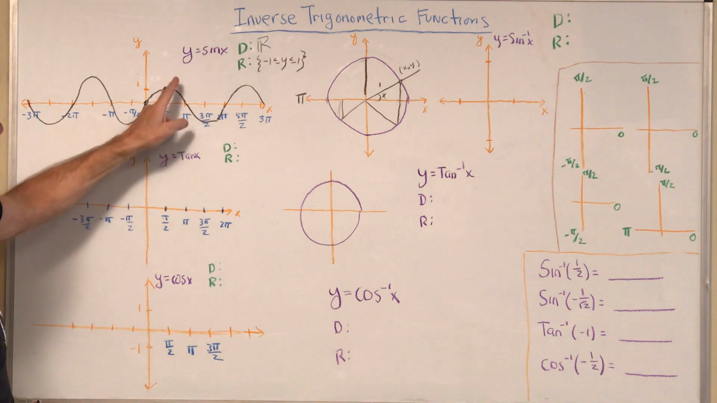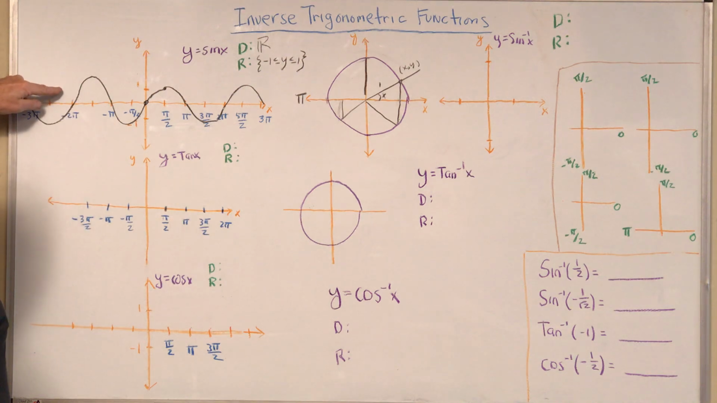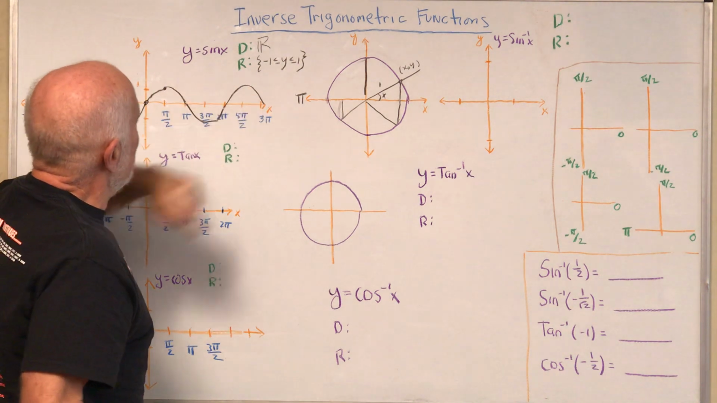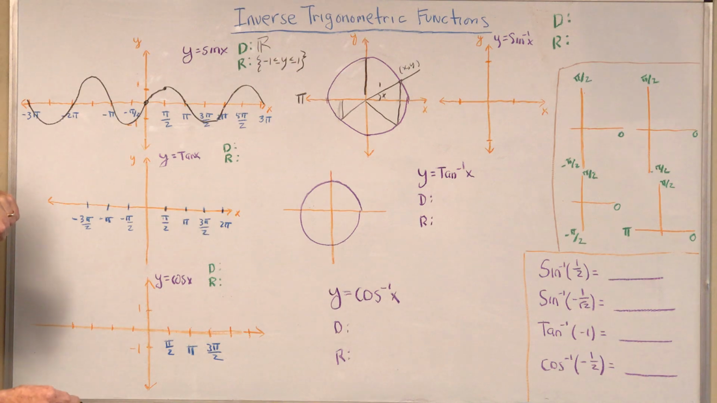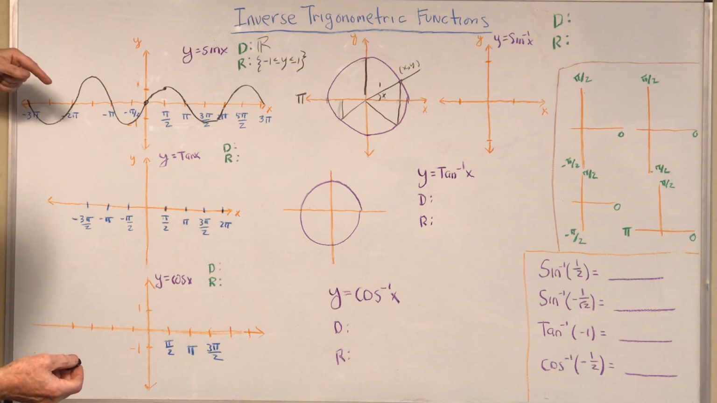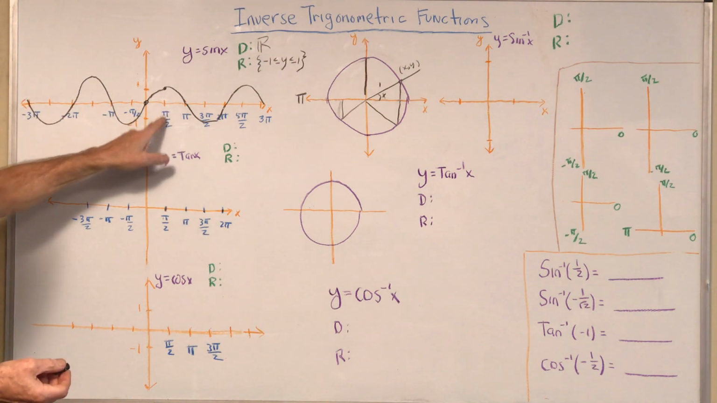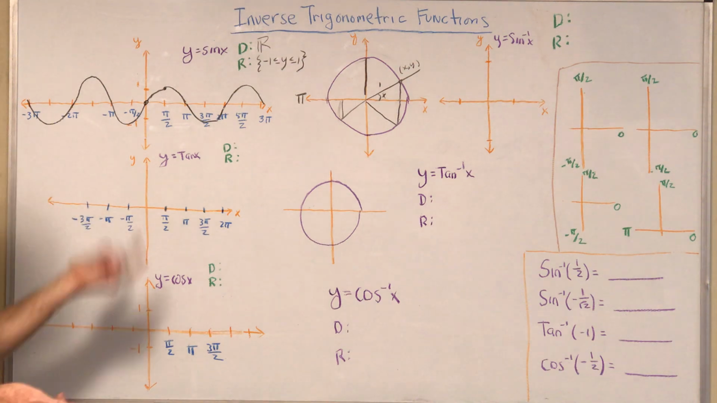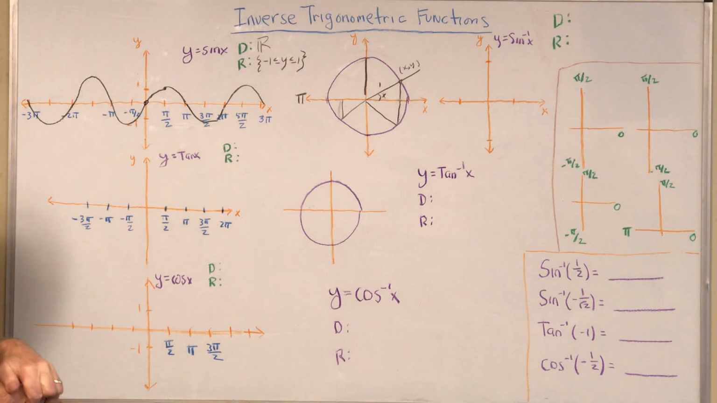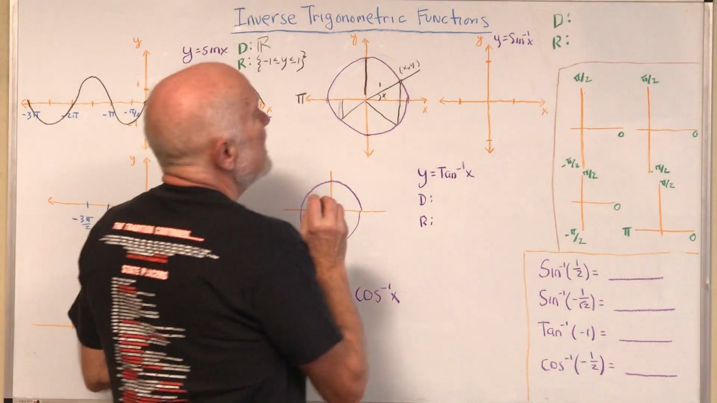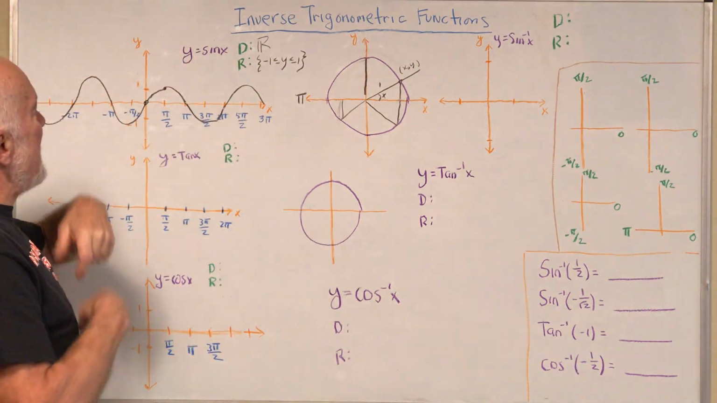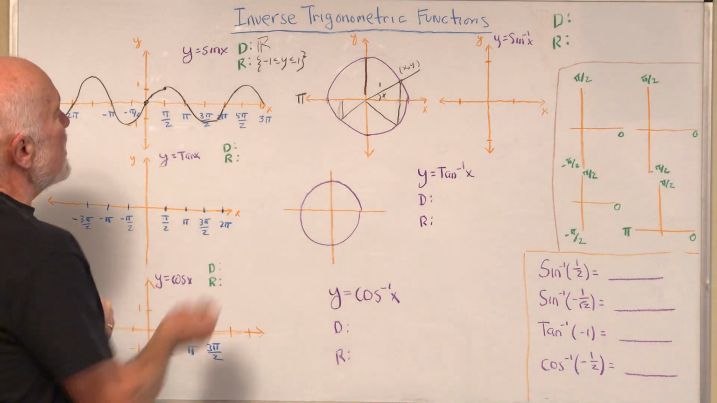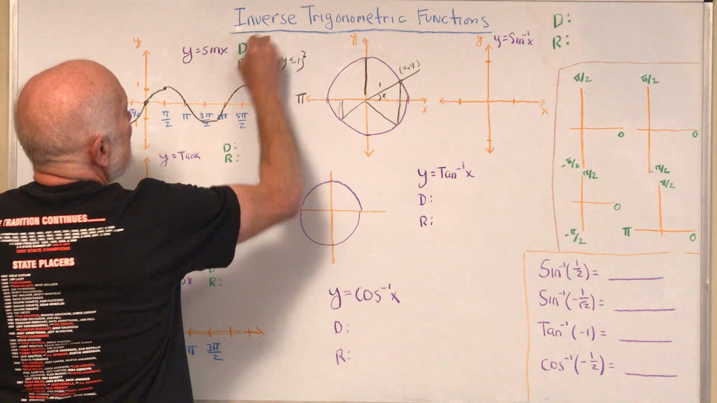Every x has one y, but the y values have a lot of different x values. So if you took a given ratio, there's a lot of different angles that would have that same ratio. So in order for the sine function to have an inverse, we've got to restrict the domain.